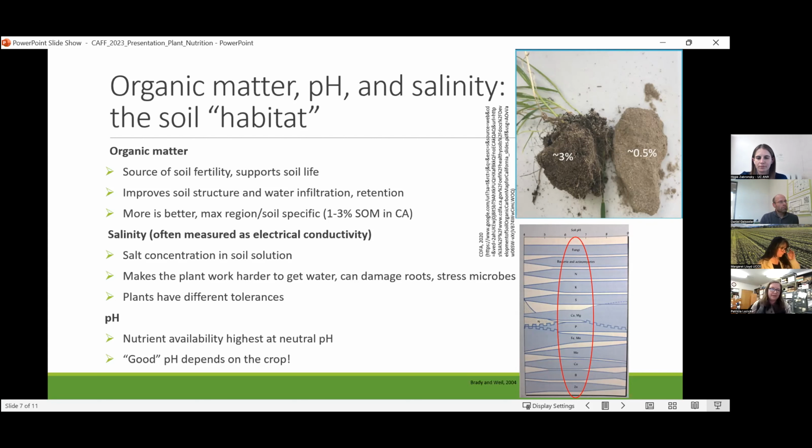And then finally, pH is a really important variable for nutrient availability. This is a classic chart on the right that you're probably familiar with, and it just shows that most of these nutrients, both macro and micro, will tend to be more available at neutral pH. But it's also important to remember that what a good pH is really depends on the crop, because some are adapted to higher or lower pHs.